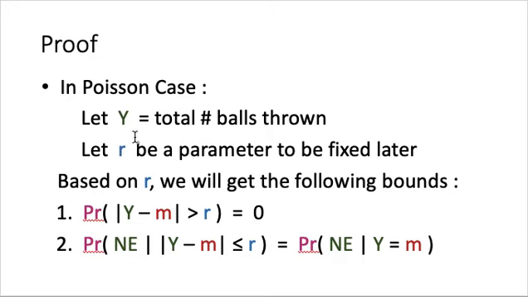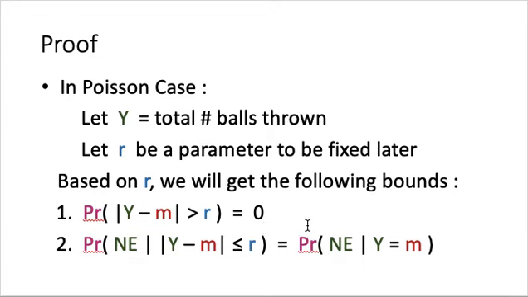So it is going to be a small value with respect to the number of balls that we are going to throw. Now, based on the value of r that we will set later, we will have the two bounds as follows. The first one is the probability that |Y − m| greater than r is equal to 0 as n tends to infinity. So here, all these are about limiting terms.